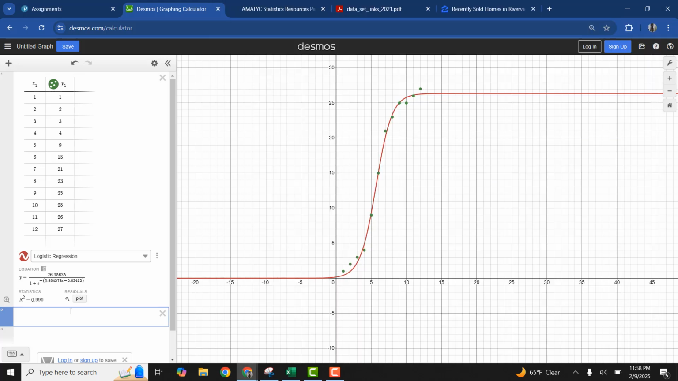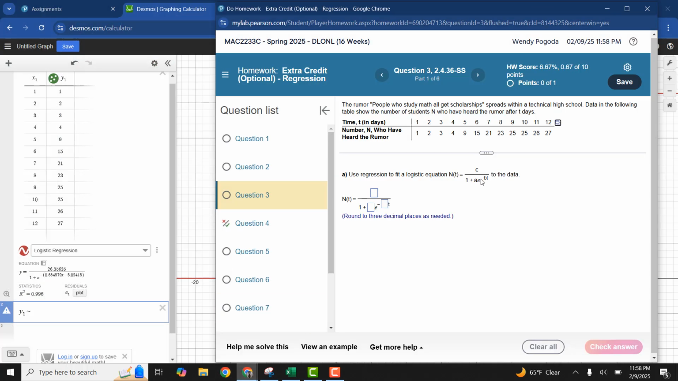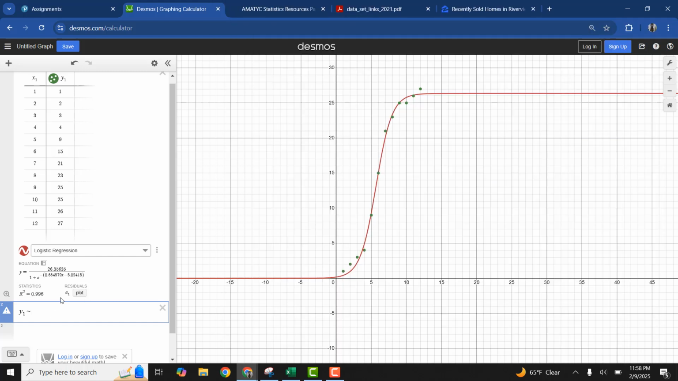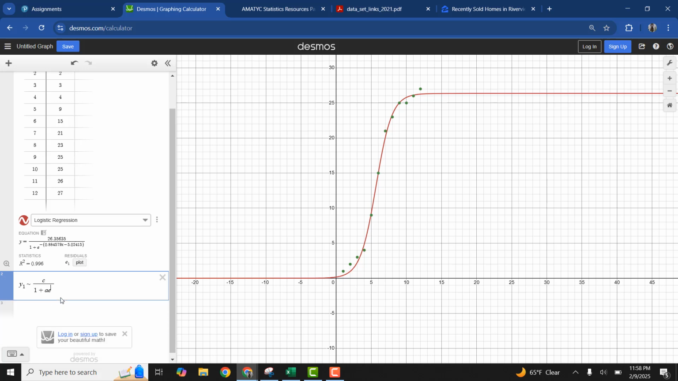So I'll say y1 tilde. So I want c divided by 1 plus a e to the negative bt. So let's do that. So c divided by 1 plus a e to the negative b, and instead of t, t is just our x variable, and our x variable is x1. So I'm just going to type in x1, and look at it, it just fit that logistic model. That looks really pretty good, honestly. And these are the numbers you'd fill in for the homework.